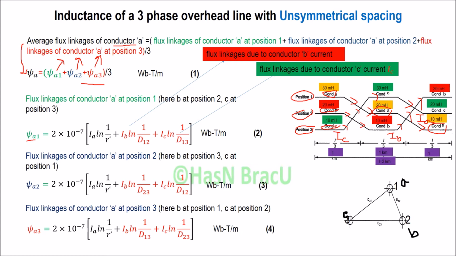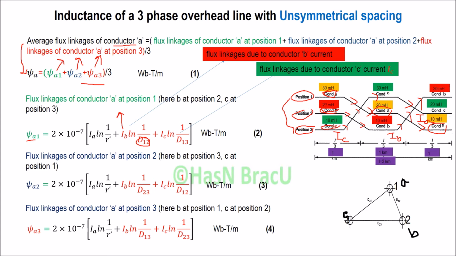So psi A1 equal to 2 into 10 to the power minus 7 IA ln of 1 divided by r prime, where r prime is the radius of each phase conductor, plus IB ln of 1 divided by D12. This is the effect of conductor B current, that is IB. D12 means the distance between phase A and phase B, right? When phase A is at position 1, phase B is at position 2, so the distance will be D12. Similarly, for IC current, the flux linkages of conductor A will be IC ln of 1 divided by D13. When A is at position 1, C is at position 3, so the distance between conductor A and C is D13, right?